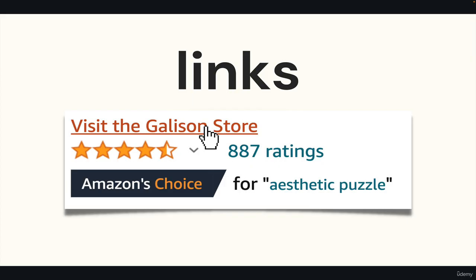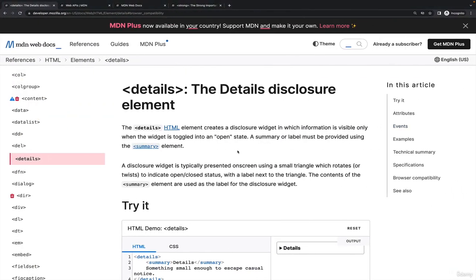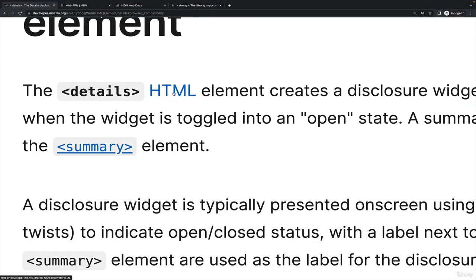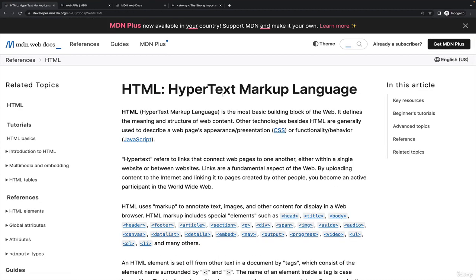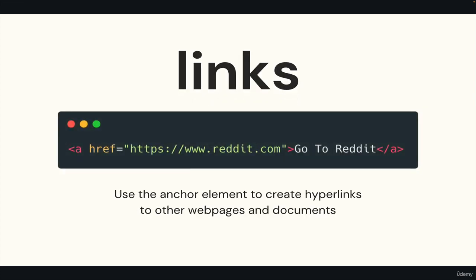And links are our first example of an element that actually requires two pieces of information. There's the text of the link, right? This link right here says the word HTML. I click it though, and it takes me to a particular destination. So there's two pieces of data. What does the link say, and where does it go when you click it? And here's how we create one. We use an element called the anchor tag.